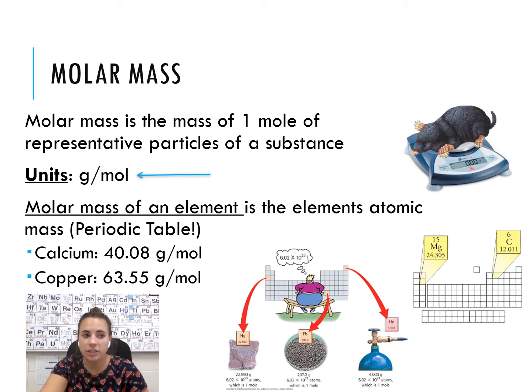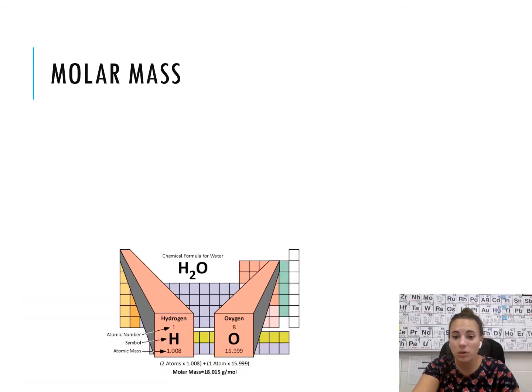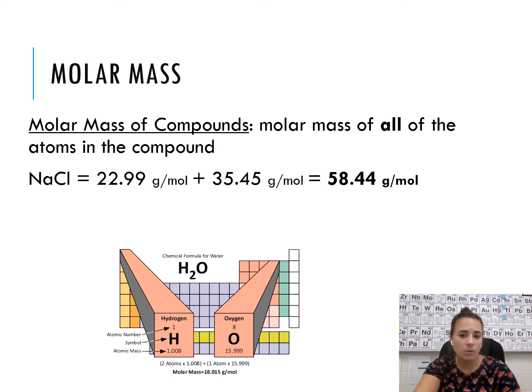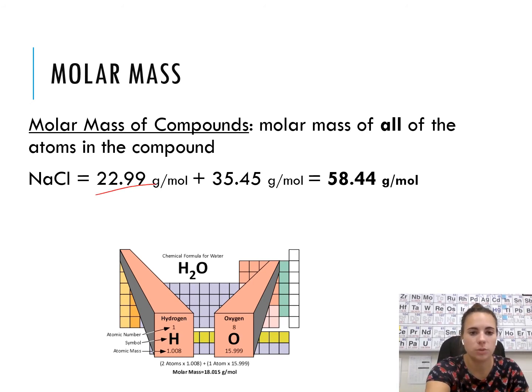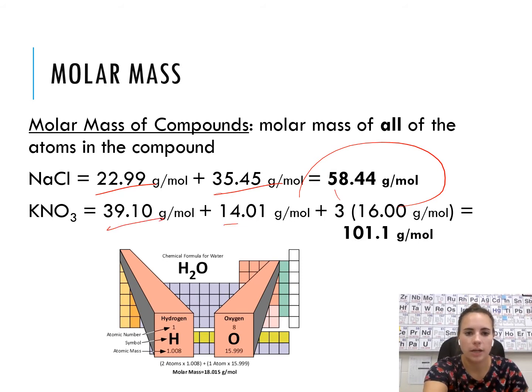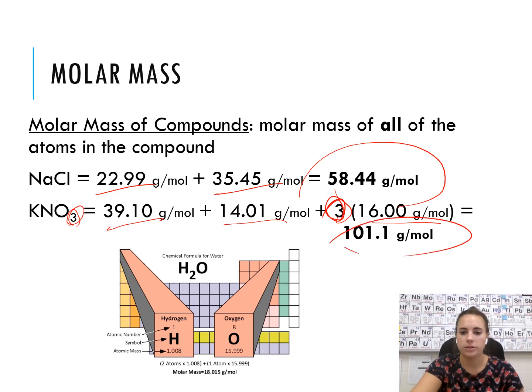Okay, so again, this is just the mass that's listed on the periodic table. If we need to find the molar mass of a compound, we're still going to use the periodic table. We just need to add up all parts of the compound together. So if we have sodium chloride, we look up sodium's mass on the periodic table, 22.99. We look up chlorine's, 35.45, and we add them together to get the whole mass of sodium chloride. Potassium nitrate, we look up potassium, we look up nitrogen, and we look up oxygen, but because there are 3 oxygens, I have to multiply oxygen's mass by 3. And then I'm going to add it all together. So don't forget your subscripts when you're calculating your molar mass.